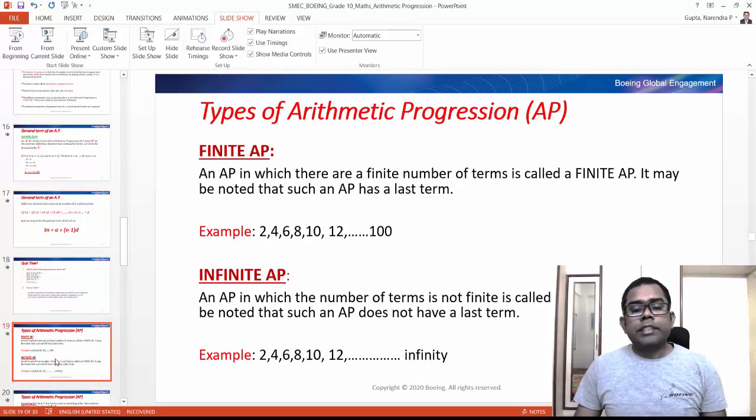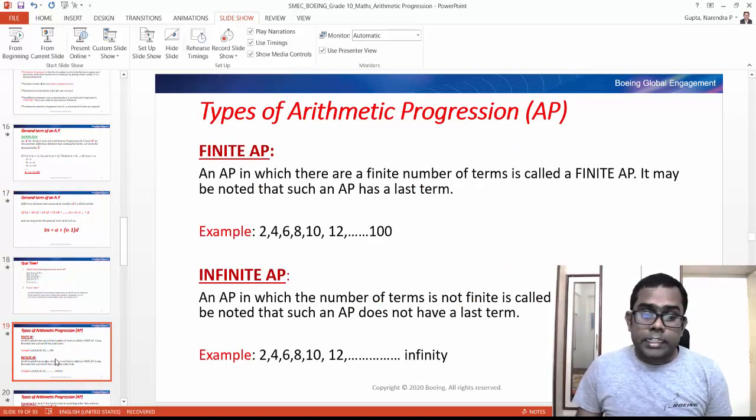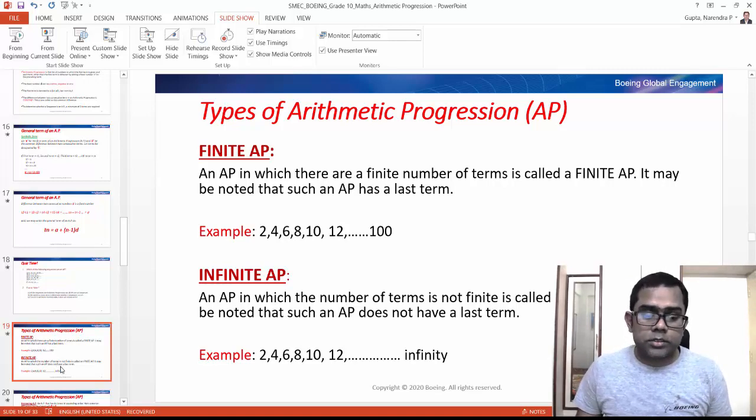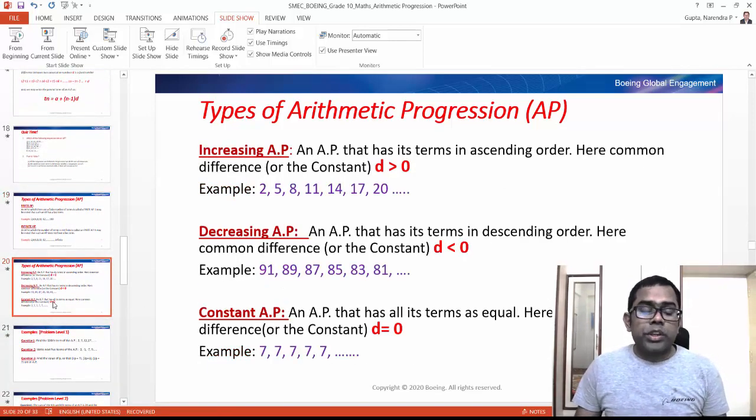We also learned various types of arithmetic progression. Finite arithmetic progression, when the number of terms is finite, and infinite arithmetic progression, when the number of terms is infinite. It does not have a last term. We learned that there are three types of arithmetic progressions: increasing, decreasing, and constant arithmetic progression, depending on whether the common difference is a positive integer, a negative integer, or zero.